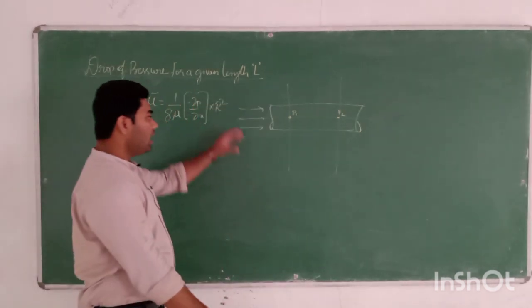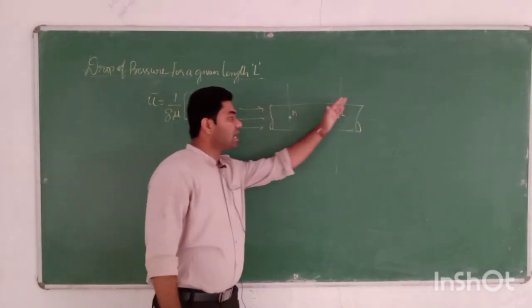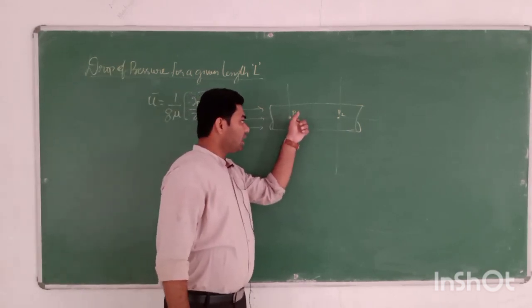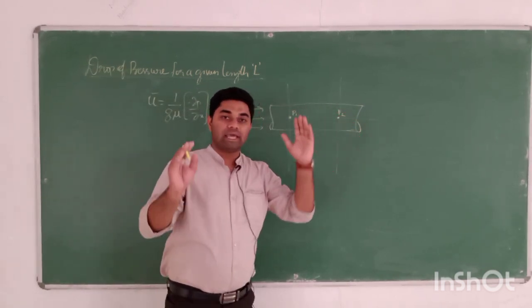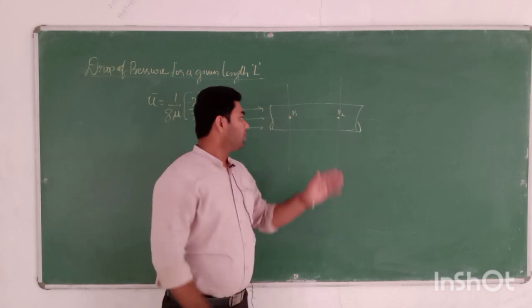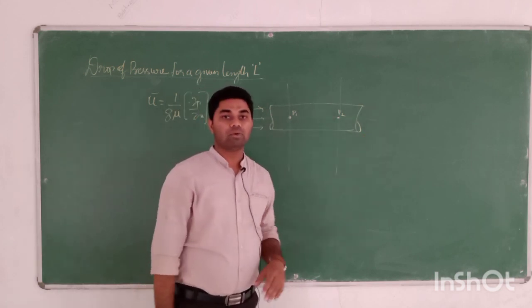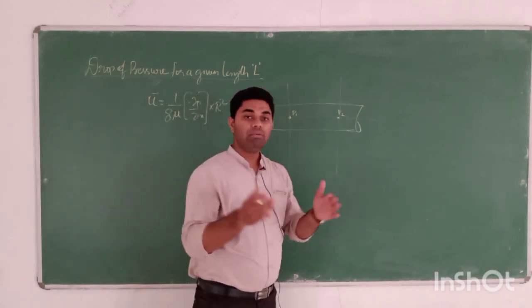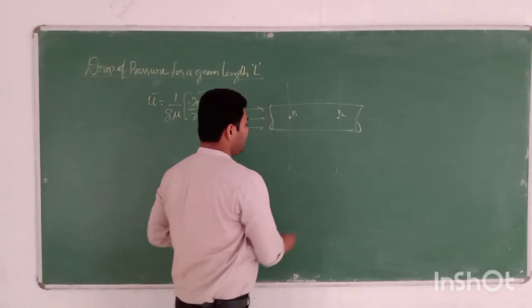What happens when the flow is going from left to right? Whatever the pressure is at P1, when it comes to P2, there is a pressure drop between P1 and P2. So we will find out how much the pressure drop is for a given length.